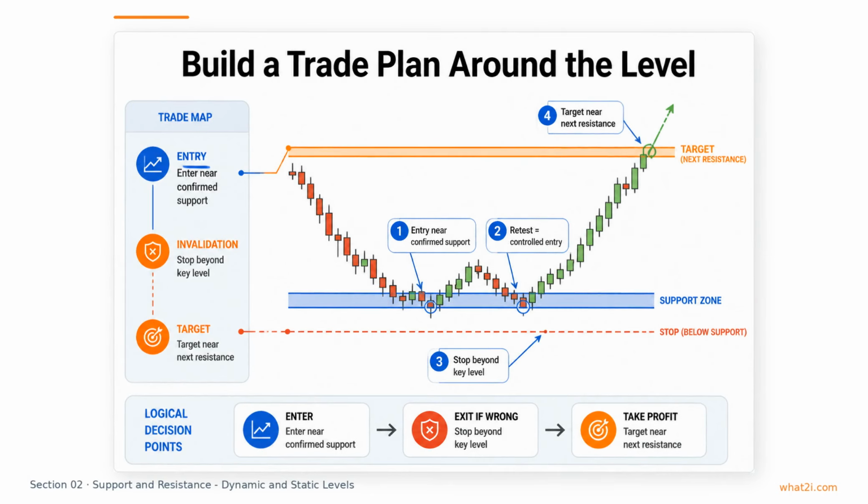Support and resistance become especially powerful when you use them to structure a trade plan. An entry might come near confirmed support if price shows signs of holding that area. A target often makes sense near the next resistance zone, where price may begin to struggle. A stop usually belongs beyond the key level, in the place where the trade idea would clearly be wrong.